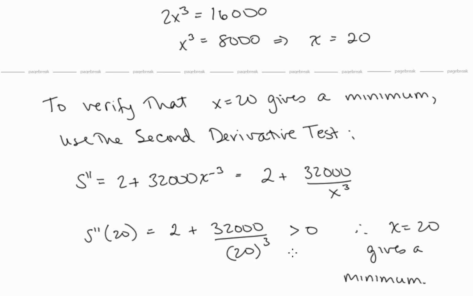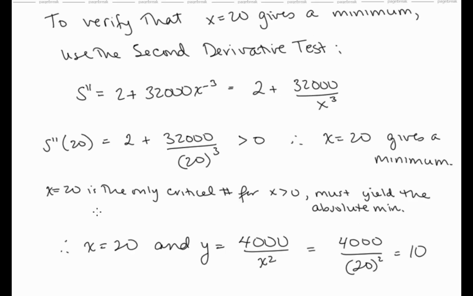That says S is concave up at this critical number, and therefore x equals 20 gives us a minimum value for surface area. And since x equals 20 is the only critical number for x positive, it must yield the absolute minimum. We know that we're only dealing with x values that are positive, and this says the function must decrease before x equals 20 and then increase afterward. So we're going to have an absolute minimum at x equals 20.